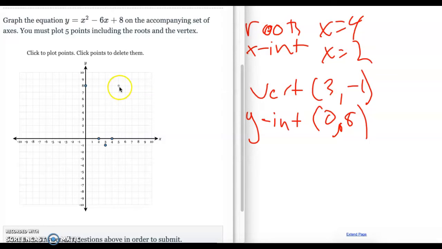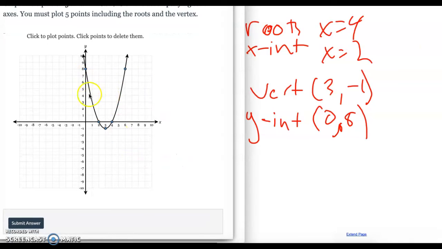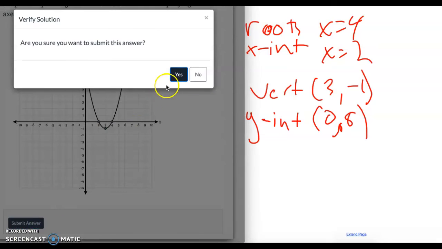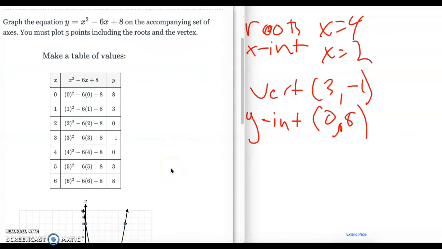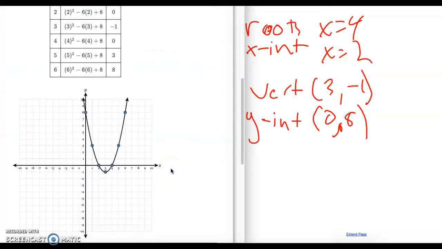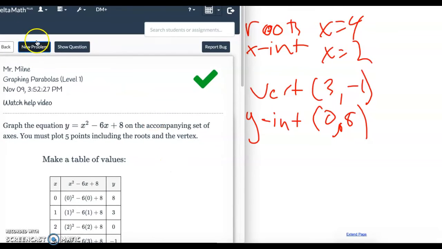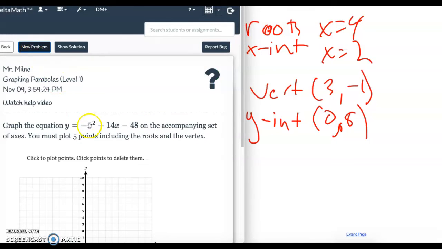So I'd go 1, 2, 3 out. It won't draw your parabola until you have all 5. So you're literally taking your y-intercept and going across. You hit submit, you cross your fingers that it's good, and I get a big check. And it showed you that you can also make a gigantic table if you want. That's always an option.